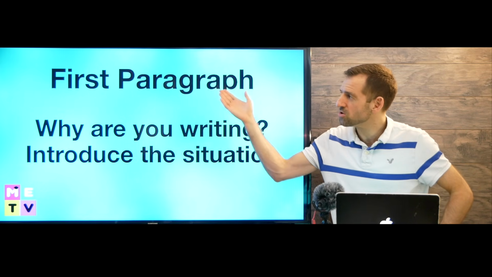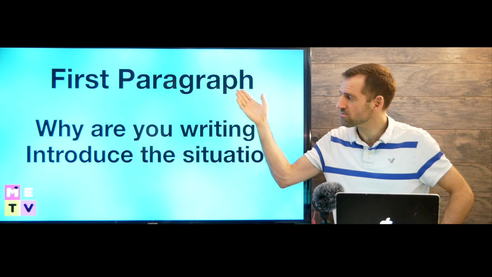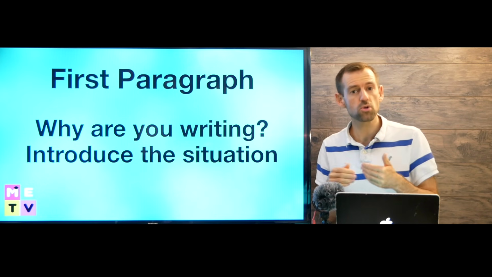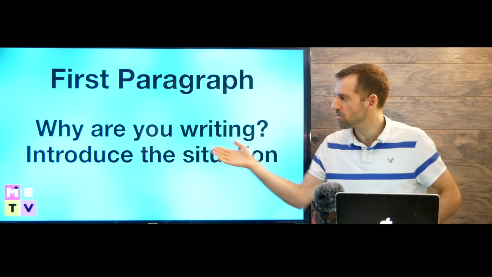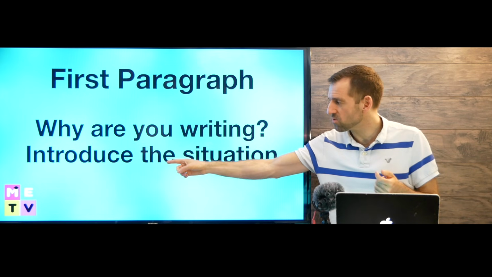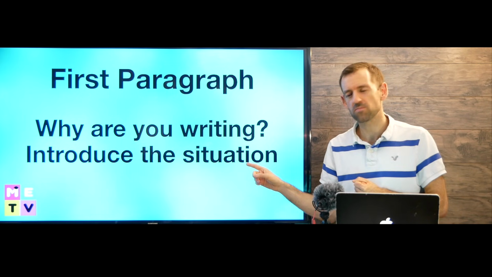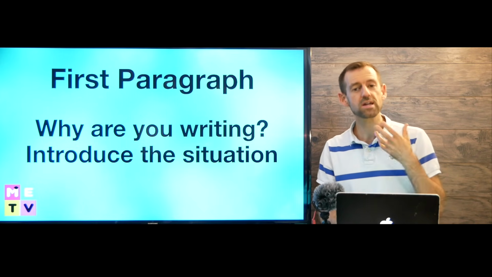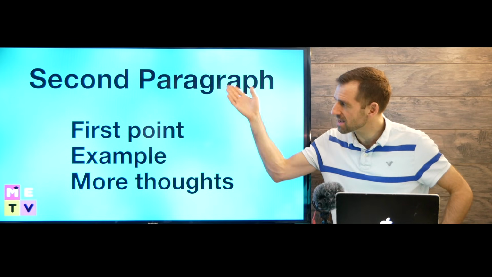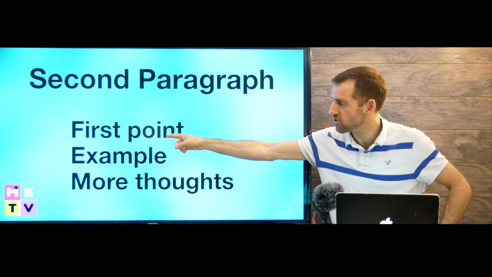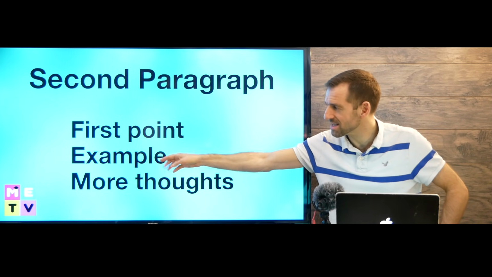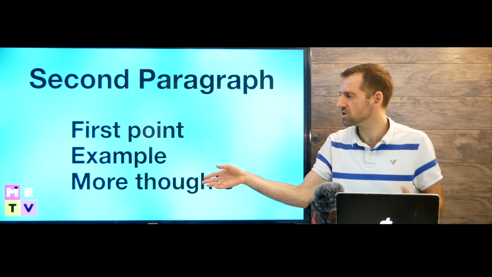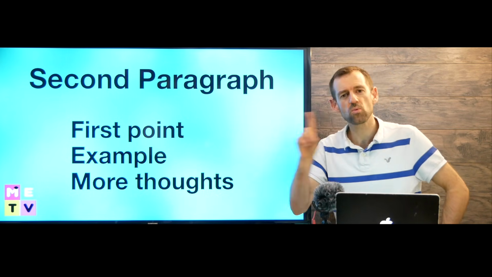Okay, so what should you have in your first paragraph? Well, your first paragraph is just writing the purpose of the email. Okay, so you want to state the purpose of your email right away. Why are you writing? Okay, then you want to introduce the situation. So I would just say do those 2 things in your first paragraph. That's your introduction paragraph. Okay, then the second paragraph is going to have your first point. Then you're going to give an example of something, and then you're just going to say something else. Okay, so each of these is only 1 sentence.